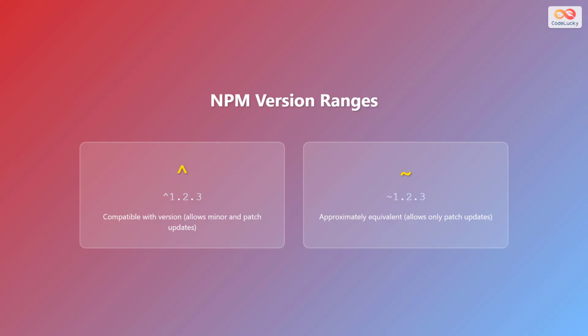NPM uses version ranges to allow flexibility in dependency updates. Let's look at some common version ranges. The caret symbol, represented as a hat symbol, before a version number like ^1.2.3, indicates compatibility with the version. This allows minor and patch updates. The tilde symbol before a version number, such as ~1.2.3, indicates approximately equivalent and allows only patch updates.